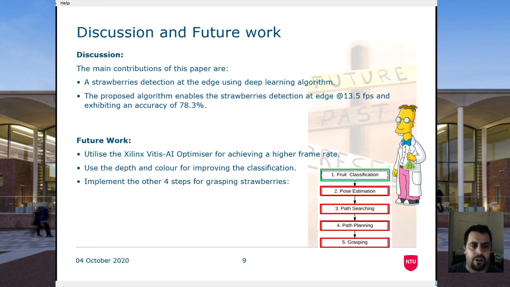Use the depth and color for improving the classification. It's known that CNNs tend to be very biased on the color. So, for example, imagine that you have mixed crops with tomatoes and strawberries, you're probably going to get too many false positives. So, we intend to use the depth information to improve the classification and implement the other 4 steps for grasping the strawberries, which is pose estimation, path searching, path planning, and grasping.